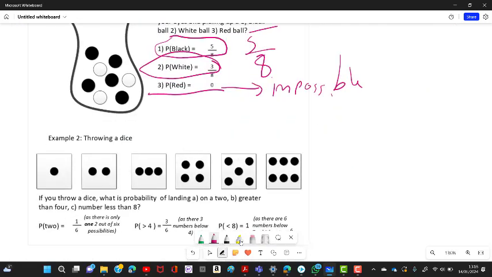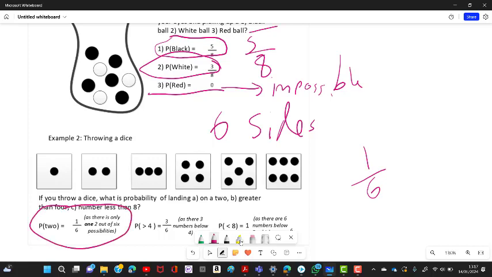So let's give an example of the dice. The dice has how many sides? 6 sides. Okay, 6 sides. So 6 possibilities. So whenever you roll a dice, you've got an option of six numbers. So the bottom number will always be 6. So if you want to roll a 2, the probability of landing a 2, well, there's only one 2, so it'd be 1 out of 6. So the probability of landing 2 is 1 out of 6.